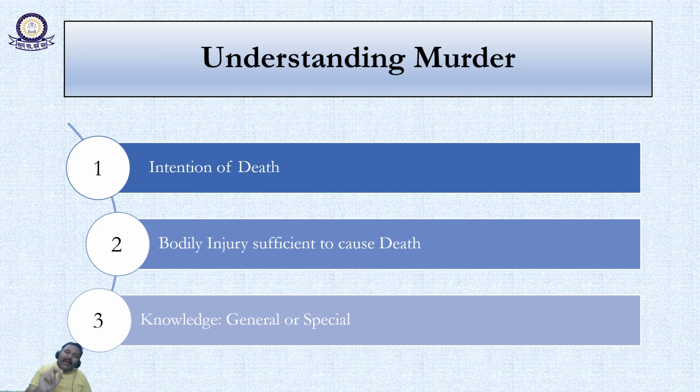The primary difference is between likelihood and certainty. In culpable homicide, the injury that you have inflicted has a likelihood of death. In murder, the injury that you have inflicted has a certainty. It means that in the ordinary course of nature, it is sufficient to cause death. But if the person still didn't die, that is his luck. But if that person dies, then definitely the liability for murder will be there.